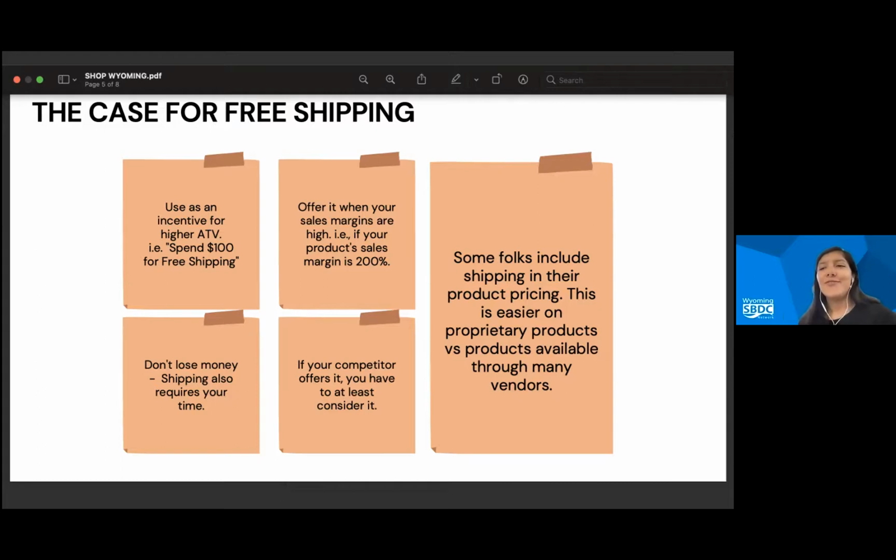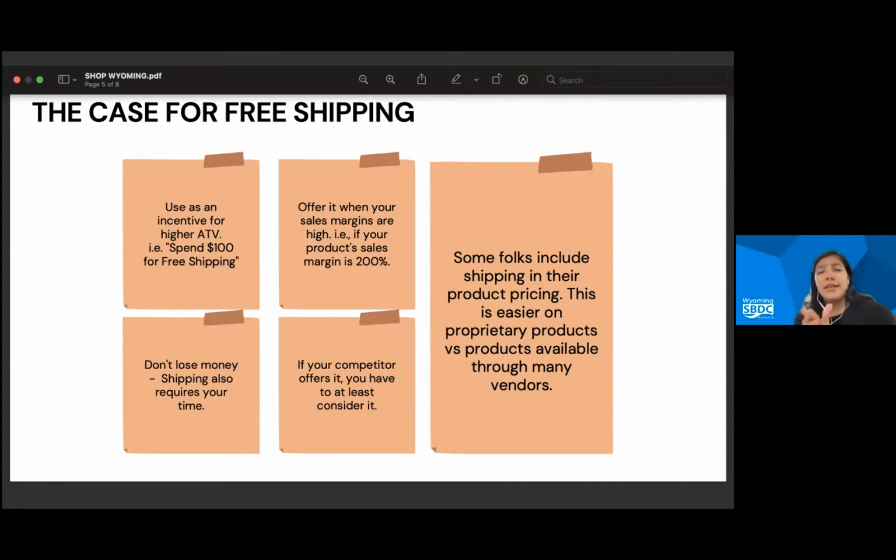Another case for free shipping is if your competitor offers it, you'll have to at least consider it. Obviously, if your competitor is offering free shipping on an item where you would be losing money due to the free shipping, definitely don't pursue it. But if your competitor has managed to sort that out, it's good to take a look and consider how that would look for you, why you should do it, why you shouldn't do it. But definitely you want to stay competitive and you need to be aware of what's going on in your market.